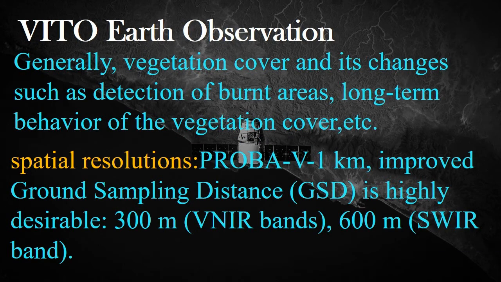Next one is the last one, the Vegetation observation. We are going to deal entirely with vegetation cover. This is also another website to download vegetation data. We can estimate changes such as the reduction of burnt areas and the long-term behavior of vegetation cover, etc. Here are some of the resources with the spatial resolution given: PROBA-V at 1 kilometer, with improved ground sampling distance, GSD, which is highly desirable, 300 meter for VNIR bands and 600 meter for SWIR bands.